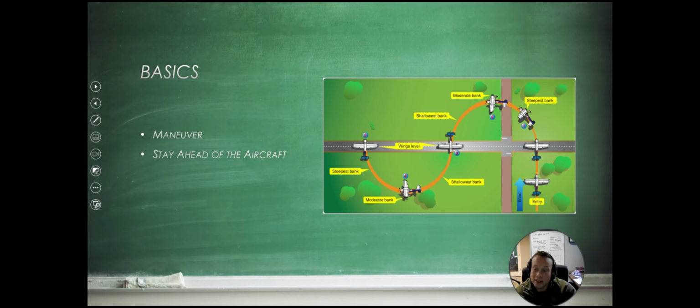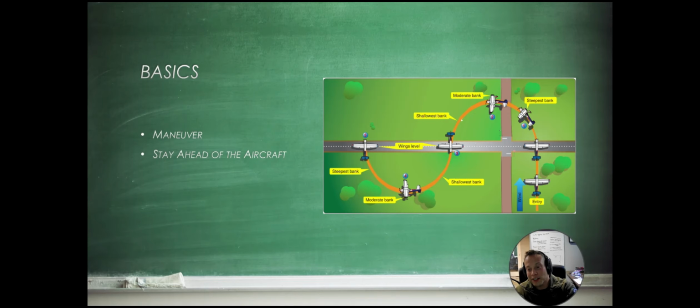So the basics. The maneuver looks like this. Like I said before, we're going to enter on the downwind perpendicular to the road. And because the wind wants to blow us past our road, we're going to enter a very steep bank first, and then we're going to roll into a moderate bank as we fly parallel to the road, and then finally we're going to shallow up our bank and fly wings level across the road.